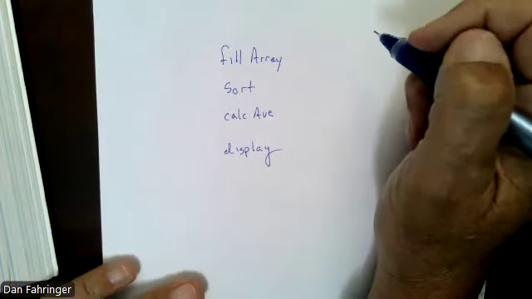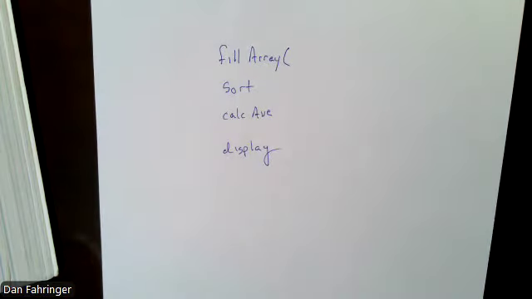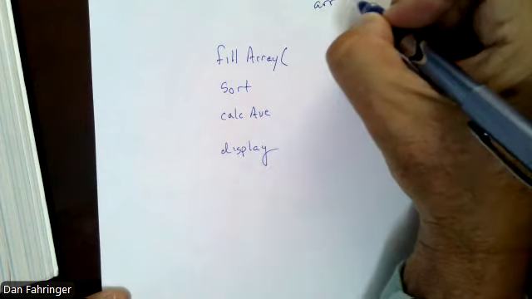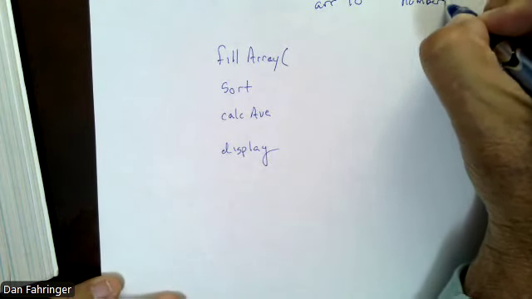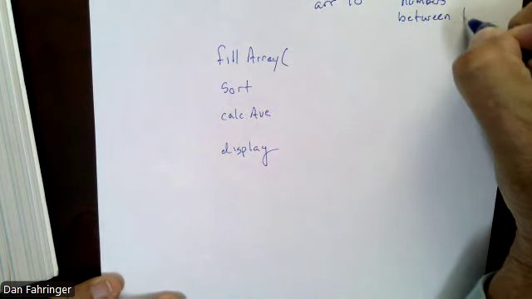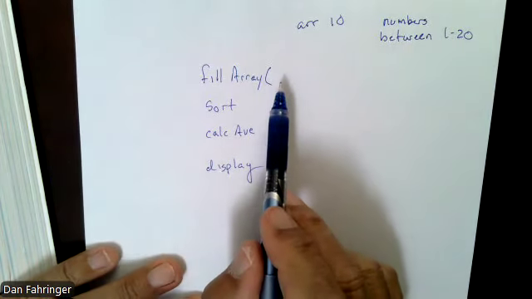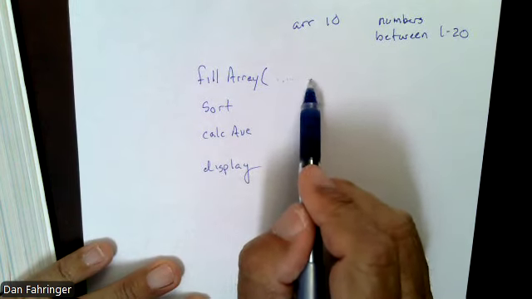I need to fill an array, and we're going to fill it with random numbers. You can actually cut and paste this from your last program. Array size 10, numbers between 1 and 20. Okay? So I need to fill an array. This is going to be whatever I put in here for array.